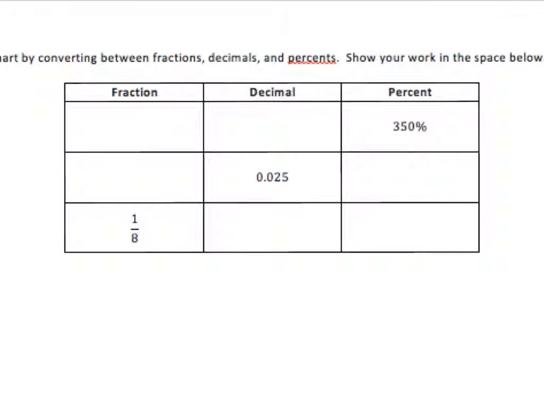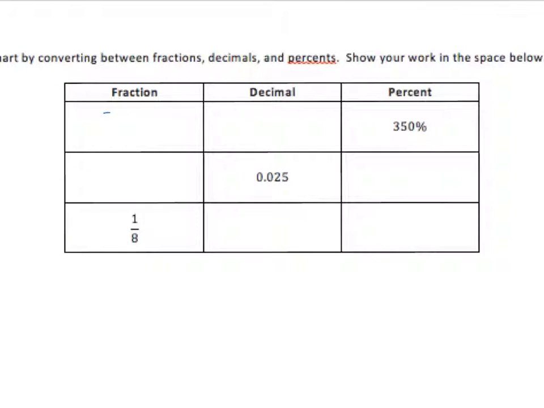Okay, so for this problem, you're not just given the percent this time. Sometimes you're starting with a fraction, sometimes you're starting with a decimal, and sometimes a percent. And you will have to do this type of problem on your assessment as well. So, how do we want to go about doing this? I think, let's just start with the first one, percent.